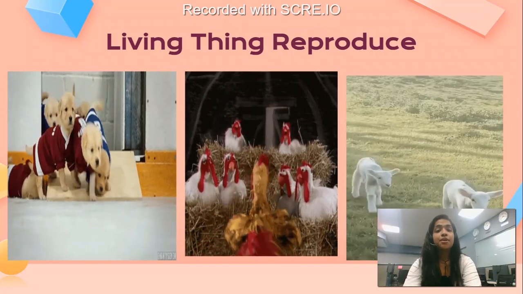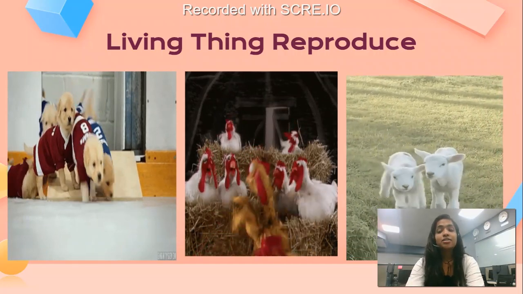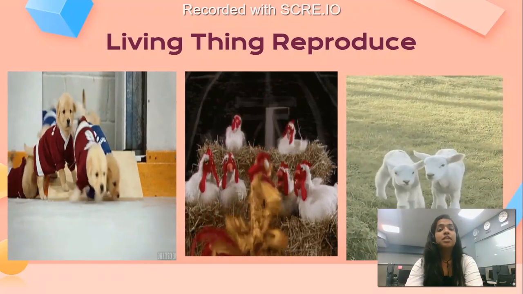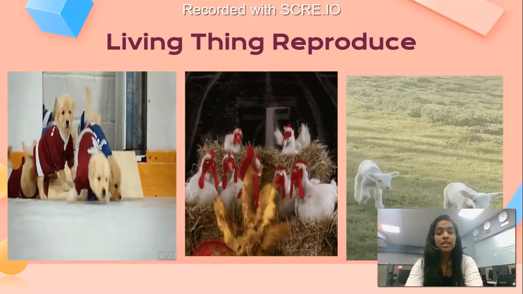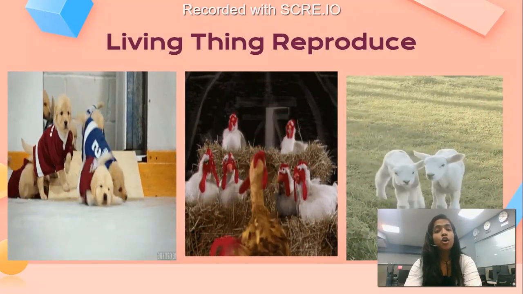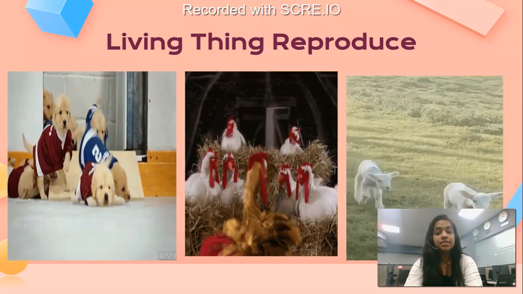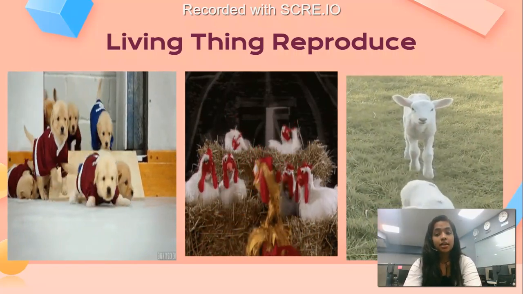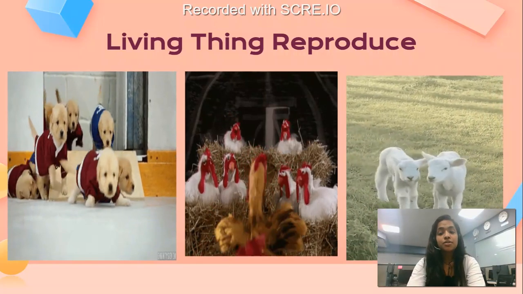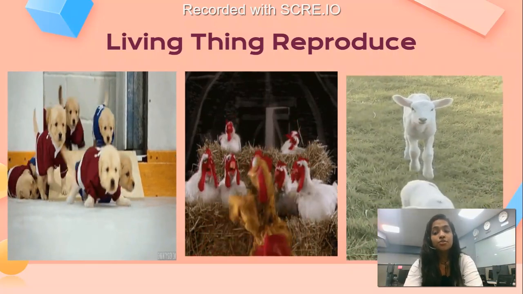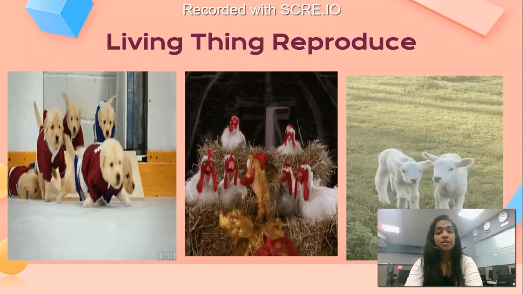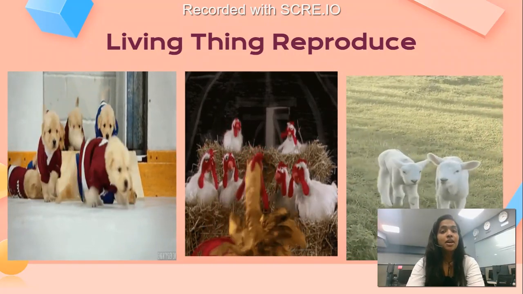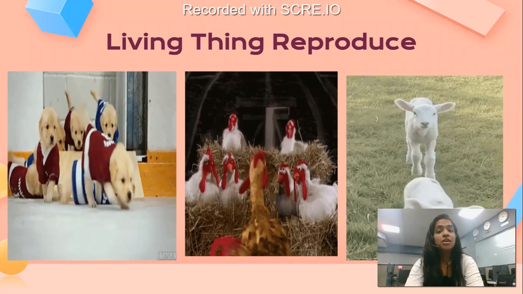Living things can reproduce. So, characteristics of living things. Living things have many characteristics. One of the characteristics is reproduction. Living things can reproduce to create offspring. For instance, animals give birth to young ones and plants produce seeds. And in response to stimuli, living things respond to environmental changes. For instance, plants grow toward light.